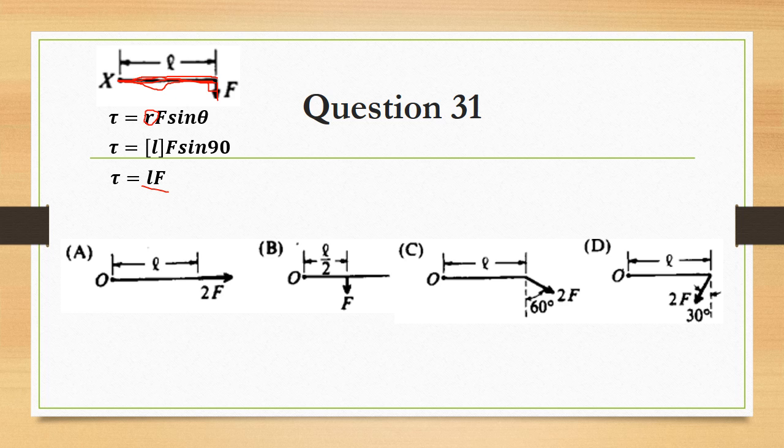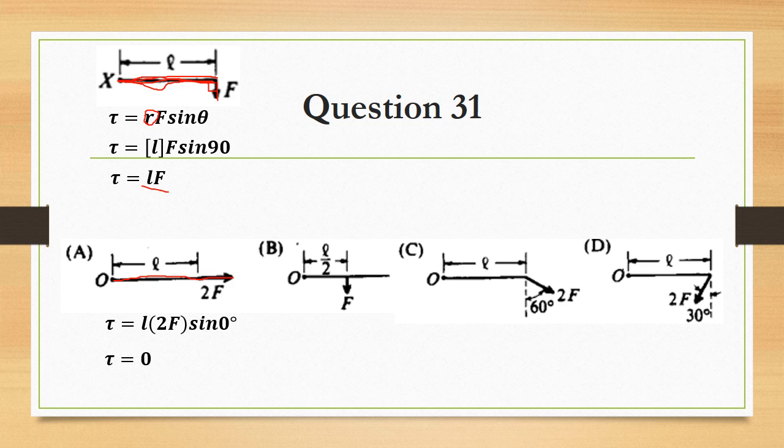Starting from A, we know that the R value is the distance from the pivot out to the place where the force is applied. So that's L. We also know that the force in this case is 2F, and it's in the same direction. So what's the angle between them? 0 degrees. They point in the same direction. Sine of 0 is 0. We have no torque. Answer choice B.